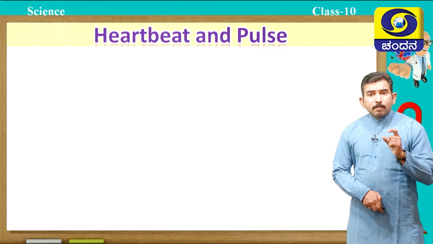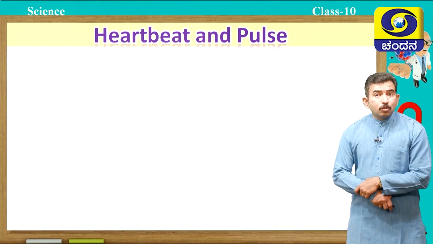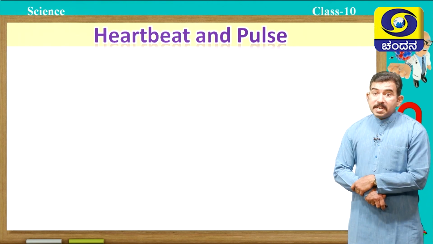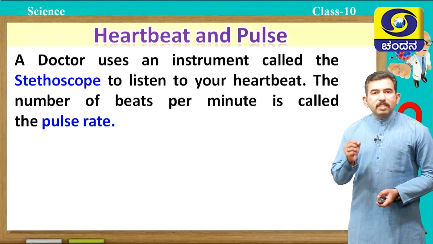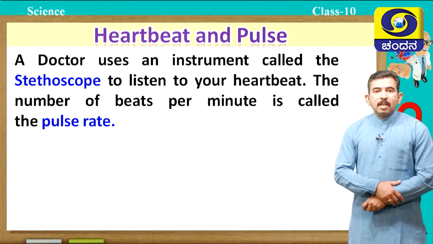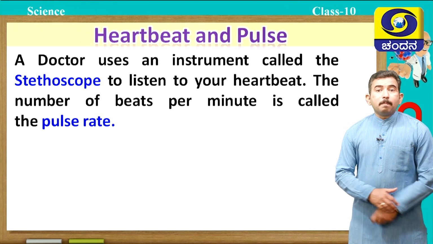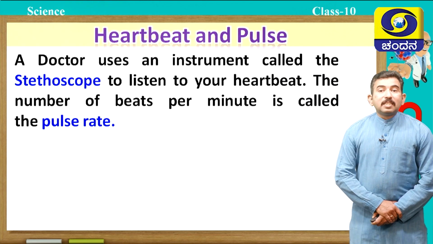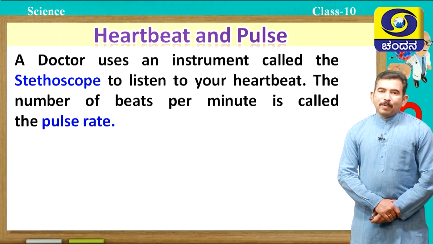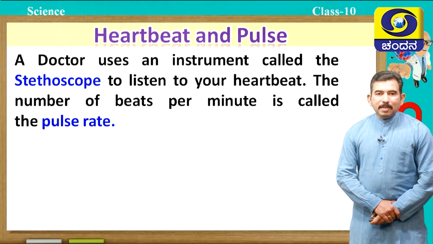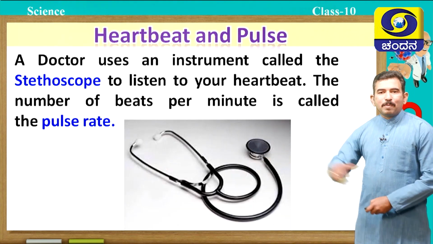Can you tell me which instrument doctors use to measure the heartbeat? A doctor uses an instrument called a stethoscope to listen to your heartbeat. The number of beats per minute is called pulse rate. So, pulse rate is also 70 to 72 times per minute. You are all familiar with this instrument, right, students?